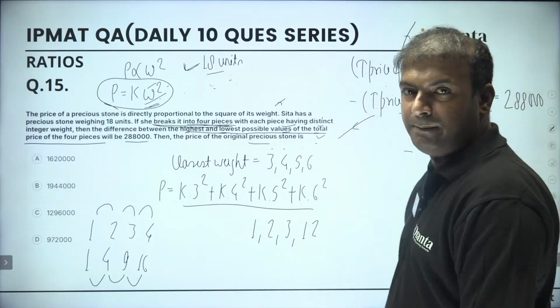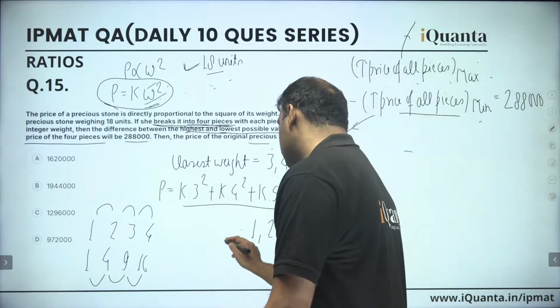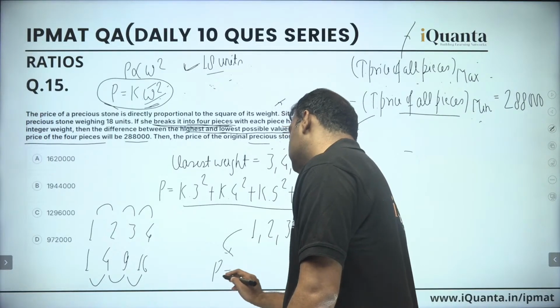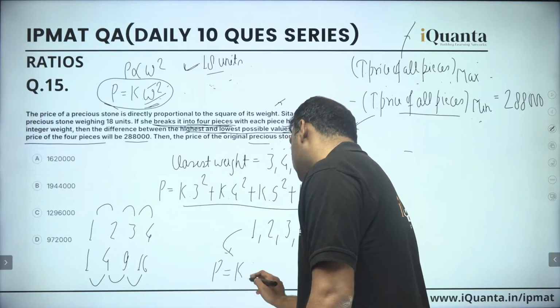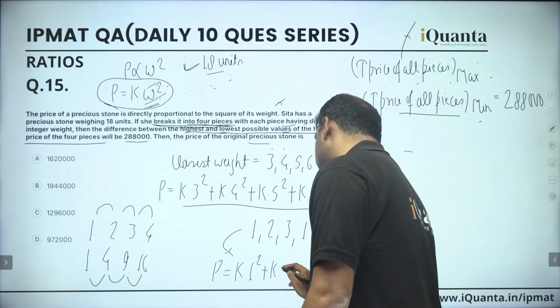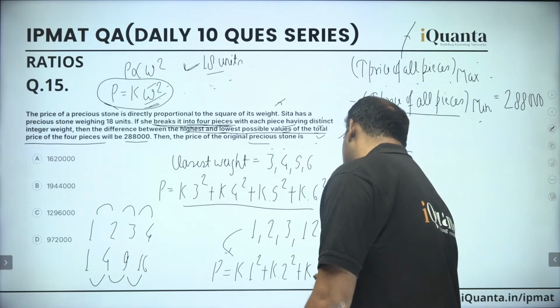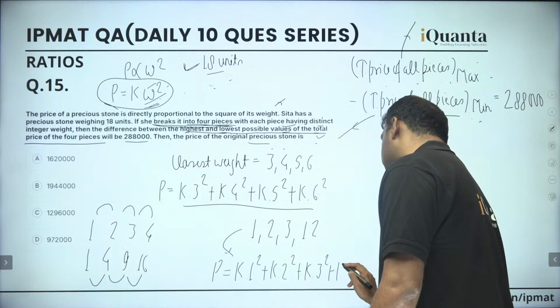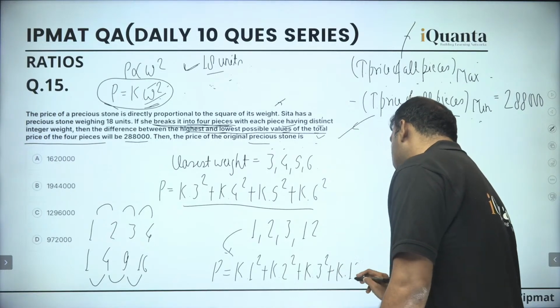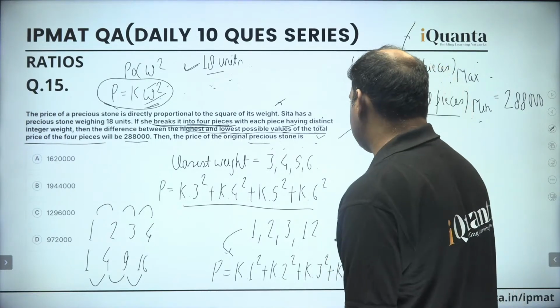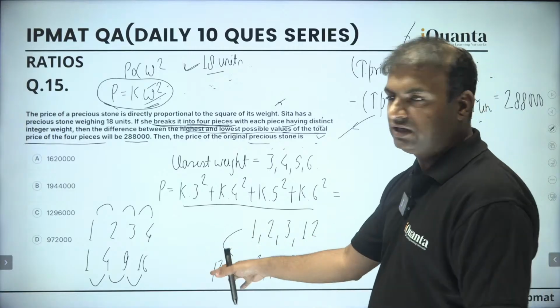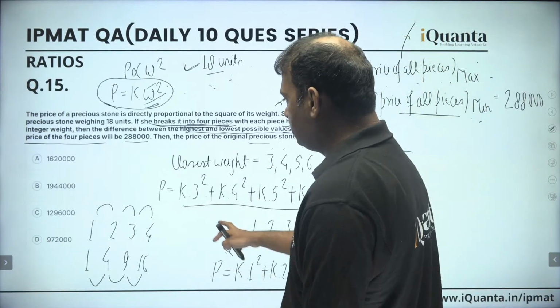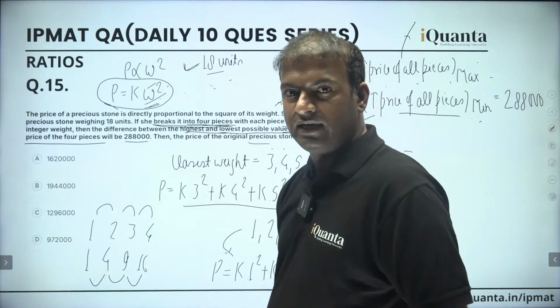So these are the weights for the condition of total price being maximum, right? So in this case, guys, what should be the price? The price should be k into 1 squared plus k into 2 squared plus k into 3 squared plus k into 12 squared. Let me also show you what we actually get after the calculation. So k is common, then 3 squared, 4 squared, 5 squared, 6 squared. Let's see what the sum is.